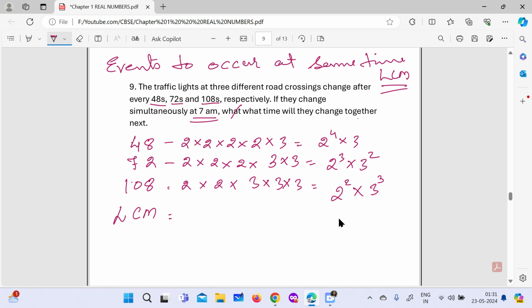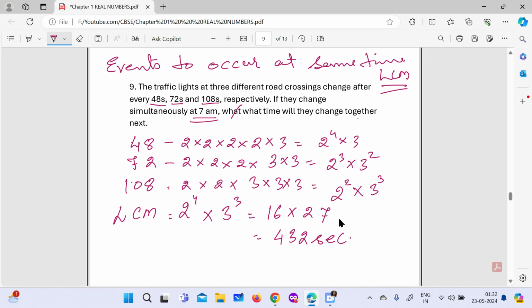So your LCM will be the product of the largest powers of the prime factors. We don't have any prime factor other than 2 and 3. So just go with the largest power of 2, which is 2 to the power of 4, and of 3, which is 3 cubed. 16 times 27 will give you 432 seconds.